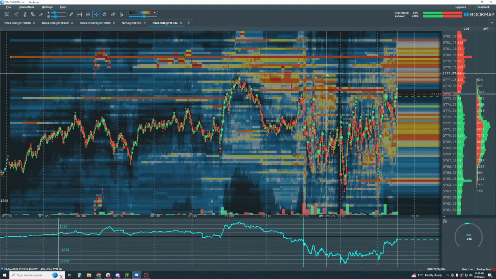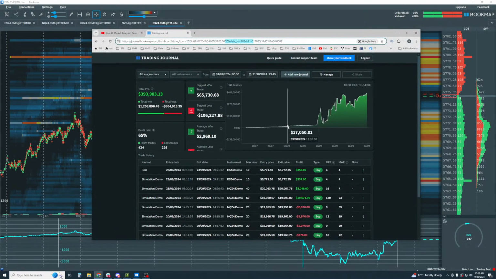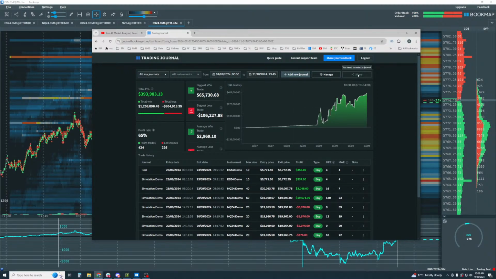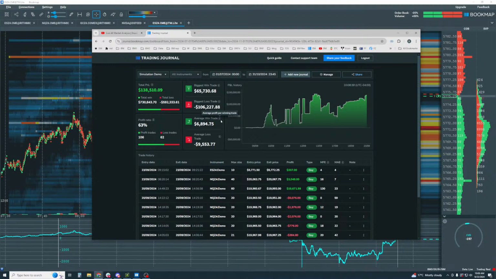In fact, one of the new things is the new trade journal that we can now share with other traders. For example, I can come up here and click on the share button, select a journal, and then share it directly with you. This is a great tool. They're going to be using this also for the Bookmap Academy, where we coach other traders. Looking forward to using this new trading journal tool within Bookmap.